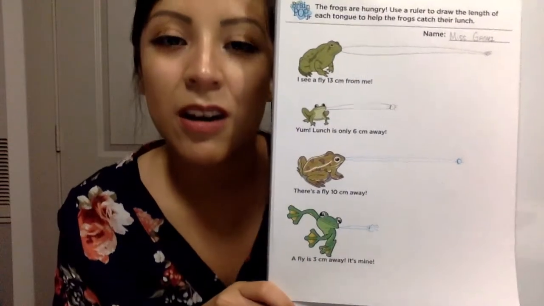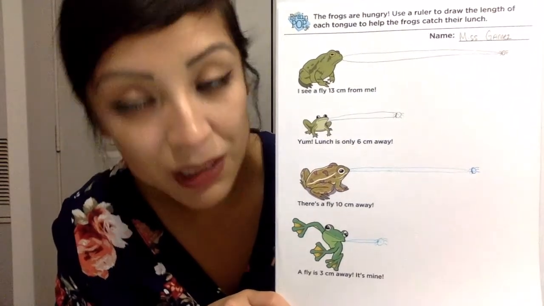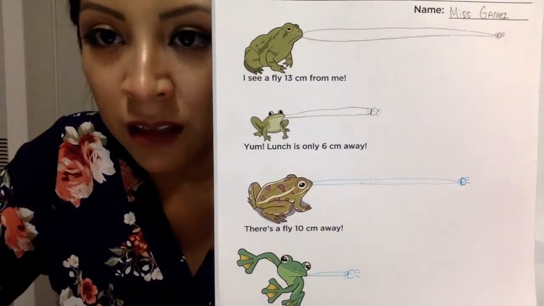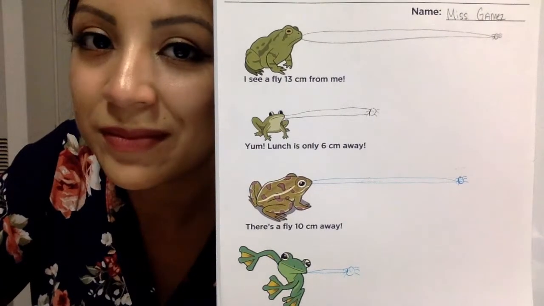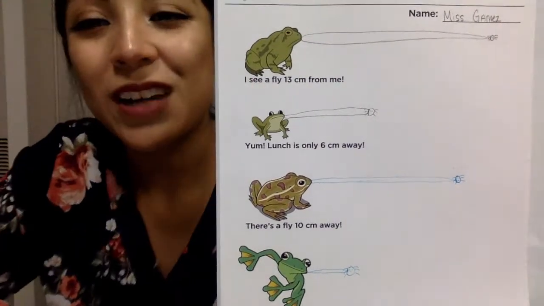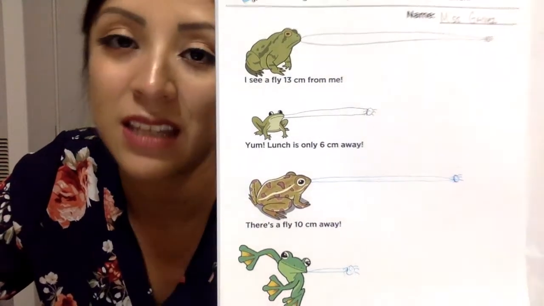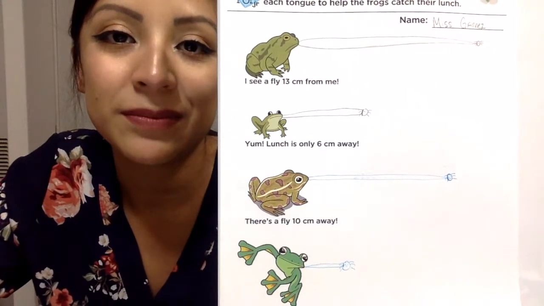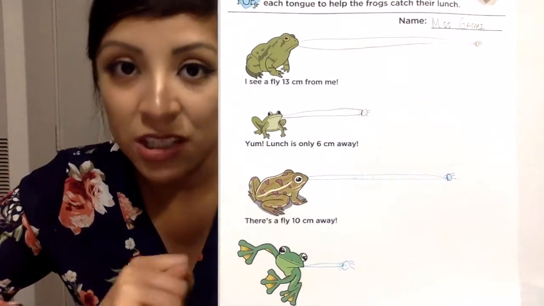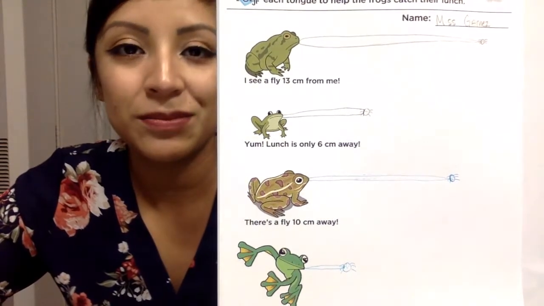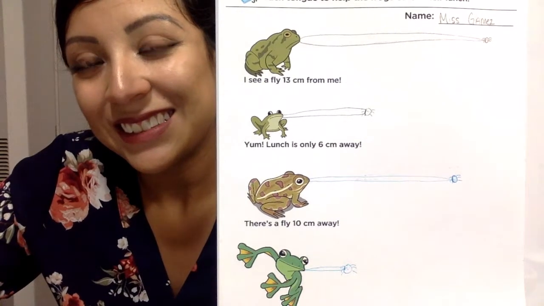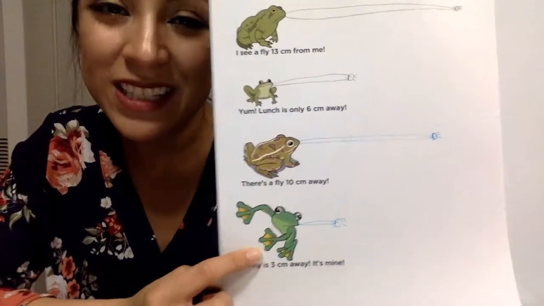So now that we completed this paper, which frog had the longest tongue? Raise your hand. Yes, the first frog had the longest tongue. And what was the length of that frog's tongue? Yes, it was 13 centimeters. Great job. Which frog had the shortest tongue? Raise your hands. Yes, the last frog had the shortest length tongue.